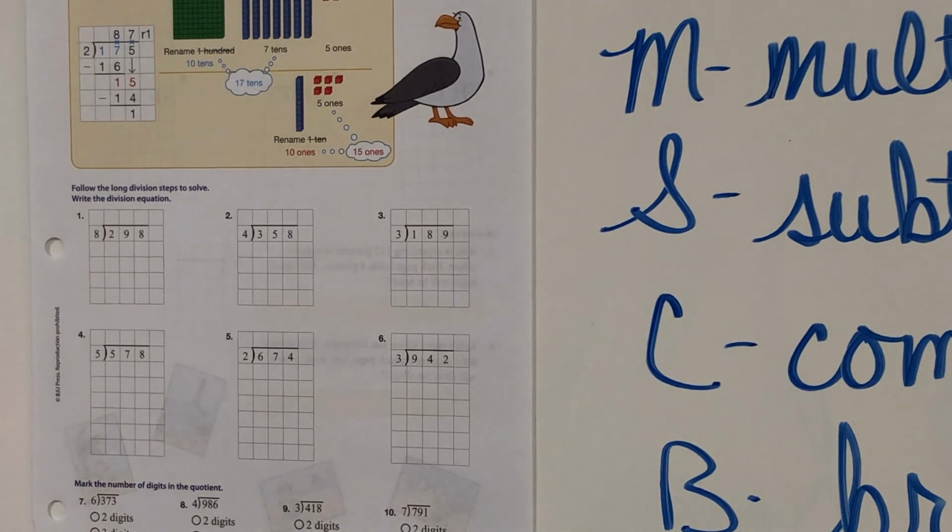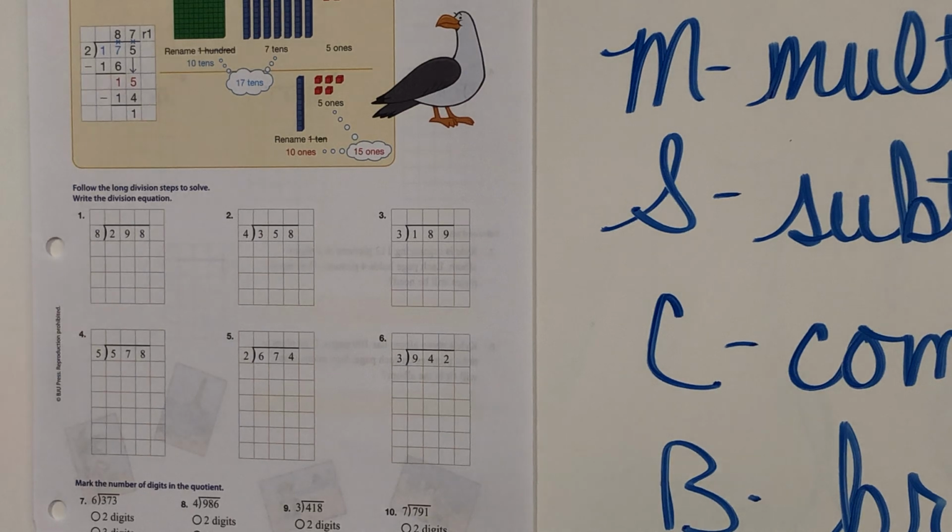Okay, class, I need you to tear out page 163, 164. We're still working on long division, 2 and 3 digit quotients with remainders. Today we'll be doing the same thing, except these problems are a little bit bigger. So let's look at our example.